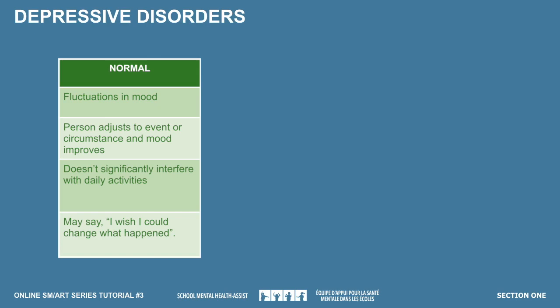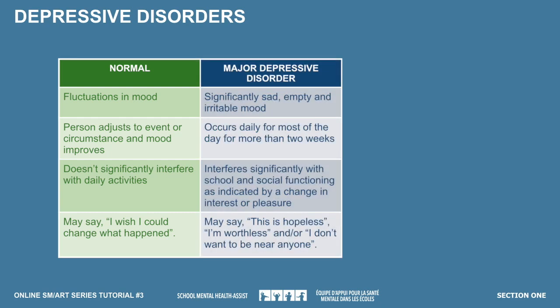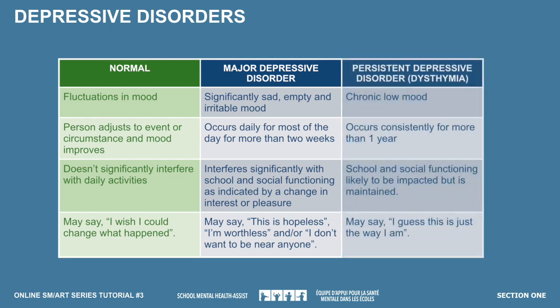Mental health disorders can only be diagnosed by a regulated health professional. This includes psychologists, psychological associates, physicians, or psychiatrists. Some features of common mood problems are shared in this chart to help distinguish between normal sadness and more concerning depression. Major depressive disorder is characterized by extreme sadness, irritable mood, and loss of interest and pleasure in daily activities for at least 2 weeks.